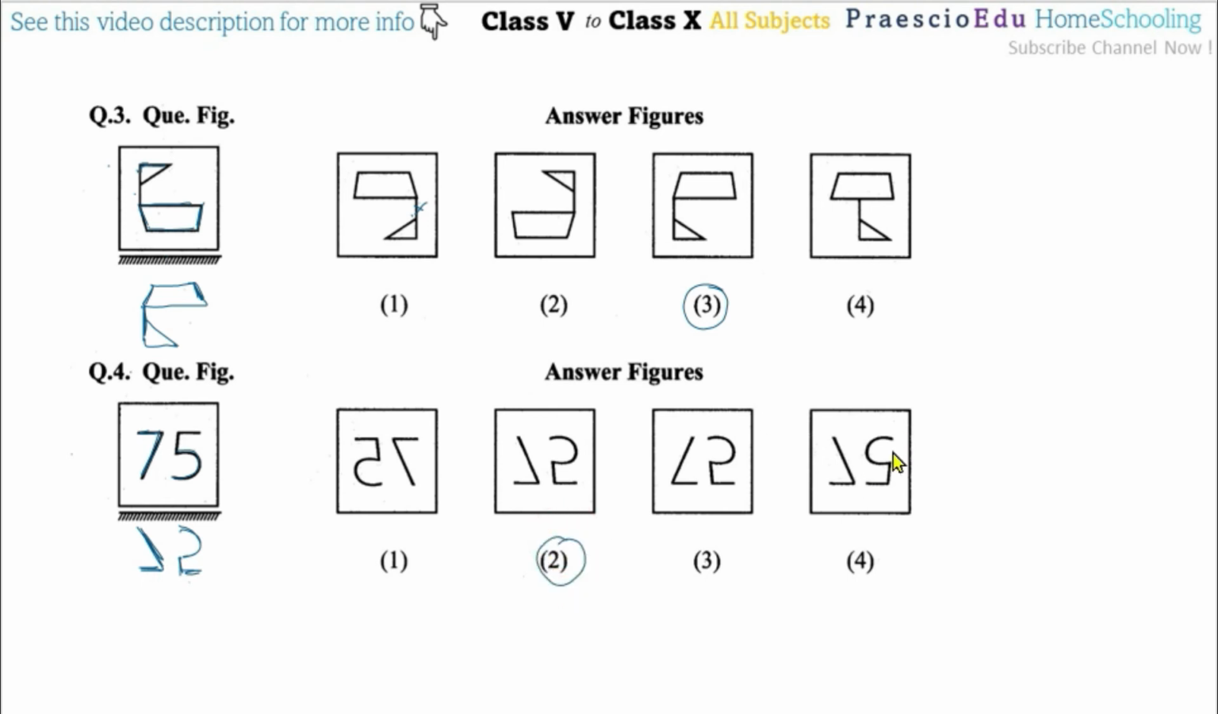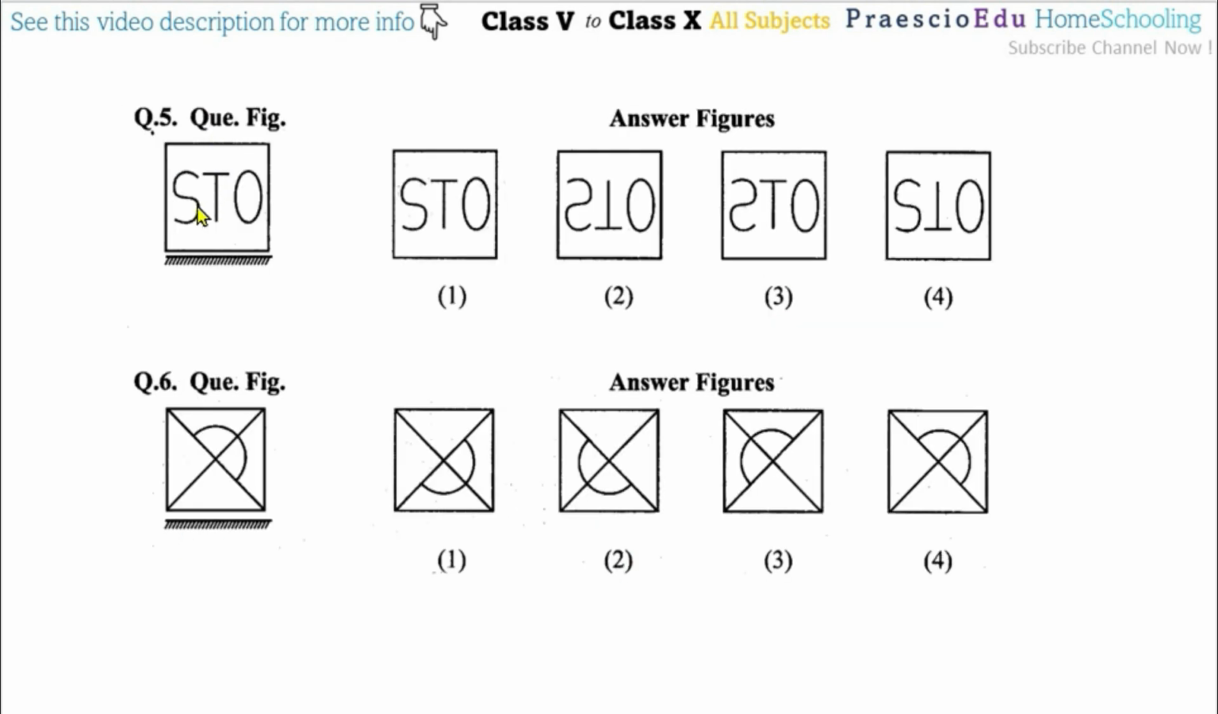Yes, because if you see, this 5 curve is somewhat very different. Okay, this curve is here, so it will also be on the right side, maintaining the same, but here it comes on the left side, so this is incorrect. So that's why option number 2 is the correct one.